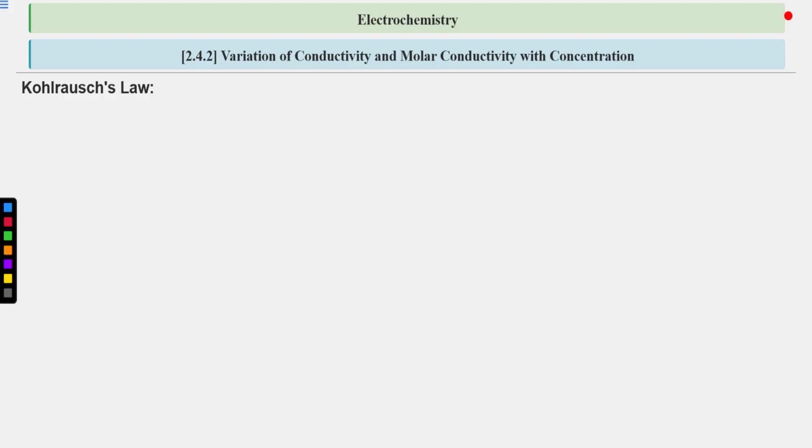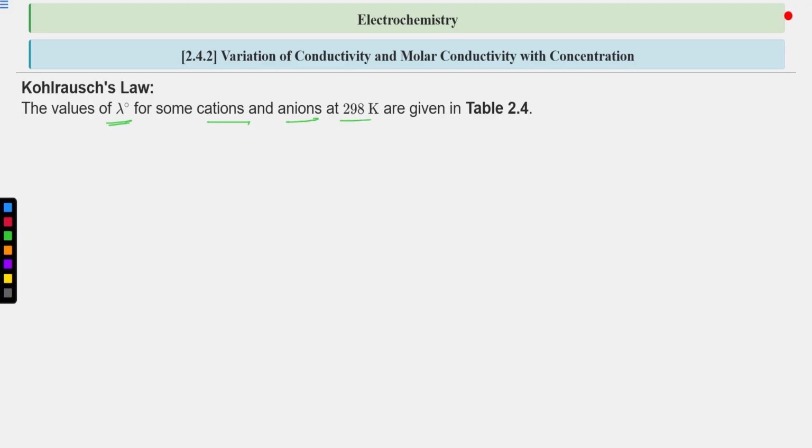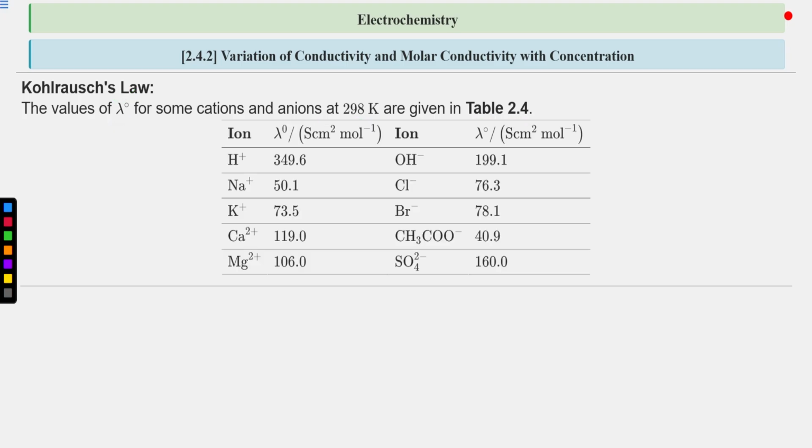Continuing on this topic, the value of lambda naught for some cations and anions at this particular temperature, which is 298 Kelvin, are given in the table 2.4, which we're going to see. Okay, so the value of limiting molar conductivity of the cations and anions. So this is the table where we have given the ions like H positive, Na positive, potassium positive, calcium 2 positive, magnesium 2 positive, OH negative, chlorine negative, Br negative, CH3COO acetate ion, and SO4 2 negative sulfate ion. Okay, these are the different ions with their respective limiting molar conductivities value.